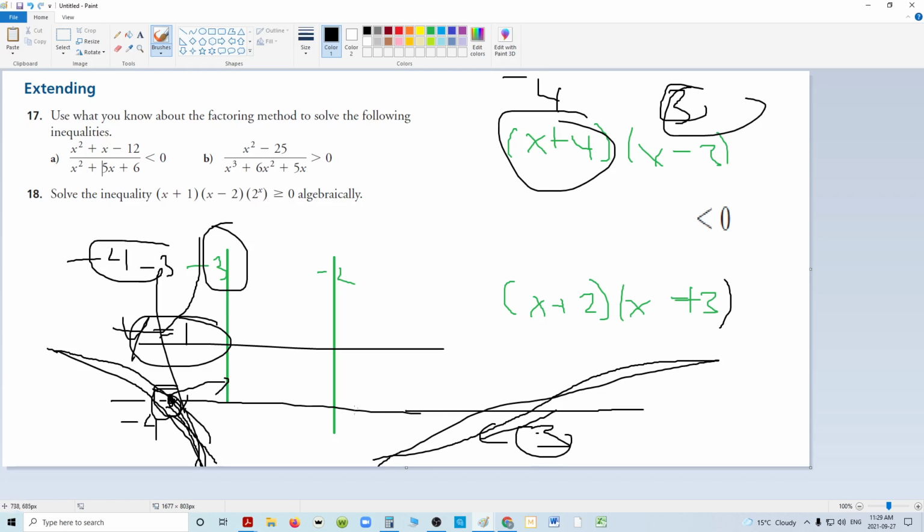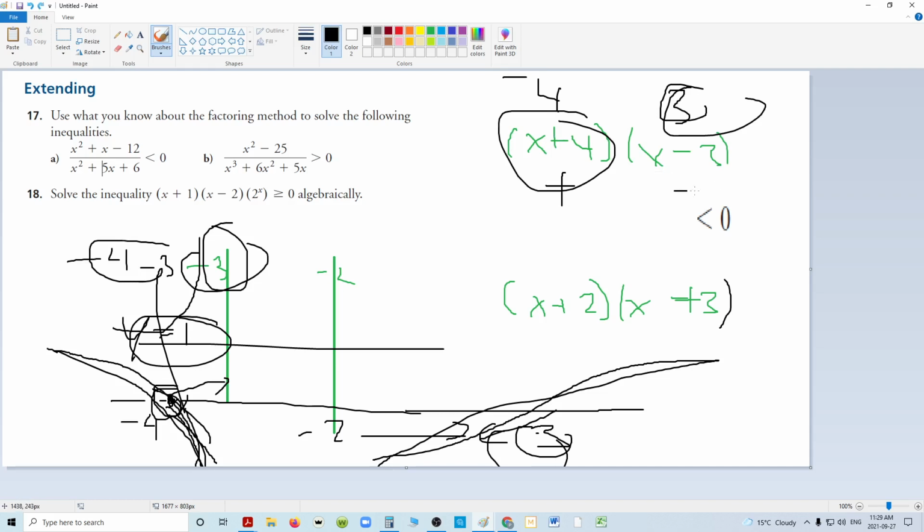Same with between -3 and -2. The graph goes below 0. The only question is, in the middle here, does the graph dip? So what's in the middle between -3 and -2? -2.5. So here, -2.5 is going to come out positive.